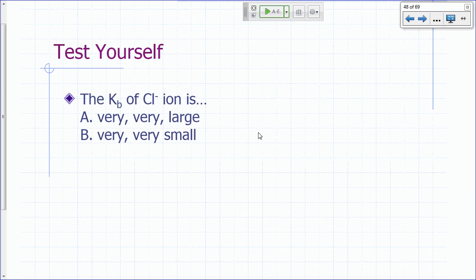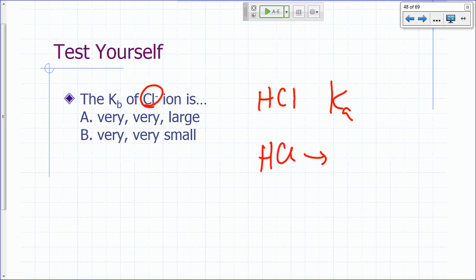Okay? Now, based on that, the Kb of chloride ion is A, very, very large, or B, very, very small. To help you with this, what is the conjugate acid of Cl minus? HCl, right? What is the Ka of HCl? HCl gives you H plus and chloride. What did we know about HCl? It's one of the 6 strong acids. So what's the Ka for this? Keq for this reaction is very large, right?